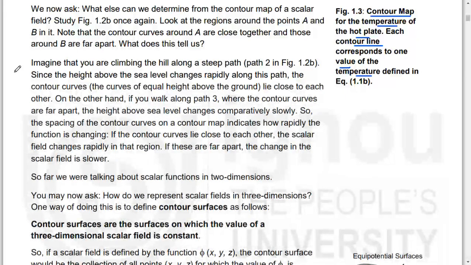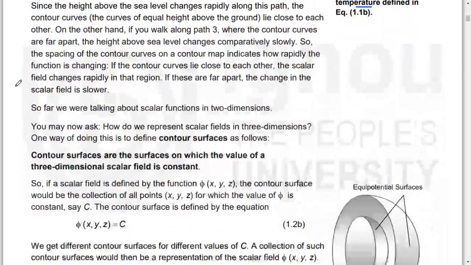So the spacing of the contour curves on a contour map indicates how rapidly the function is changing. If the contour curves lie close to each other, the scalar field changes rapidly in that region. If these are far apart, the change in the scalar field is slower.